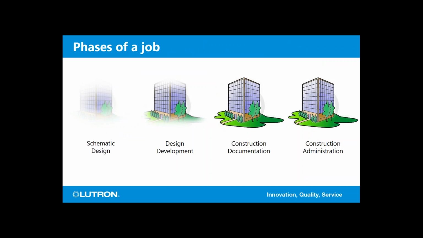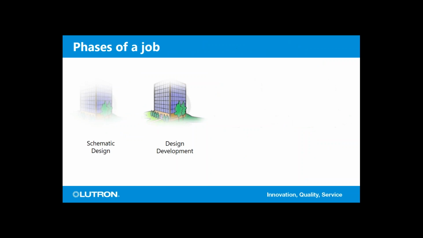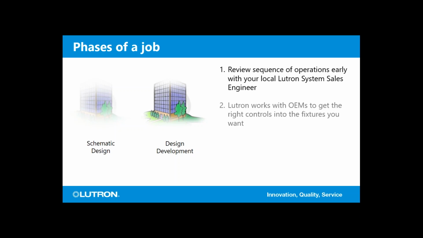All right, so now let's talk about the different phases of the job and how Lutron can help. So in the early phases, schematic design, design development, we have what we call system sales engineers. They're technical experts out in the field. They can help review your sequence of operations, and as Craig was just mentioning, point out any open questions like, how long does the override last, for example? Do we have the right protocol to support this fade rate that you want? All of those things we can help verify as early on as possible.